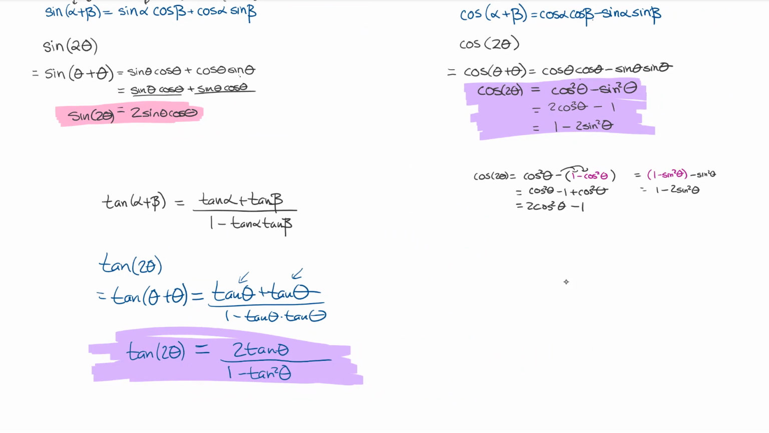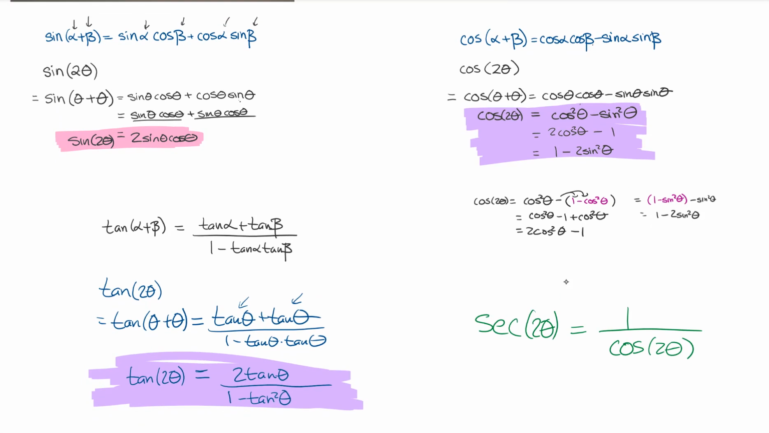So there's the 3 of them, and if I was to ever give you something like secant of 2 theta, you're like, whatever. I'm not filling my brain up with a bunch of formulas that I don't need to, because you know how to flip them over. So there's our tangent, sine, and cosine's double angle.